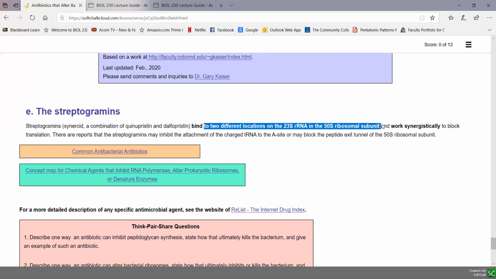And there's a couple thoughts on this. They might inhibit the attachment of the transfer RNA to the A site, or they may prevent the exit tunnel from the E site from allowing the old transfer RNA to exit. But one way or another, they're blocking two different locations on the ribosome and thus blocking translation. So we have a whole lot of antibiotics that actually work that way.